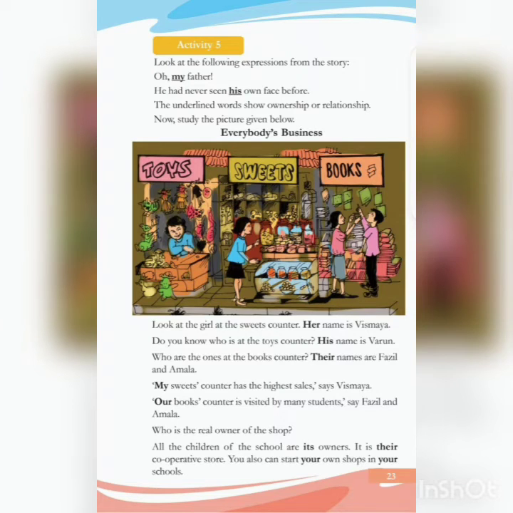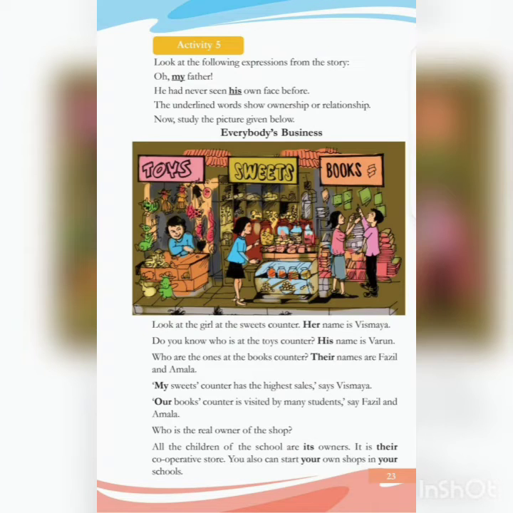Then activity 5. Look at the following expressions from the story. Oh, my father. He had never seen his own face before. The underlined words show ownership or relationship with the sentence. That means my father, the relation with the father. His own face, father's own face.